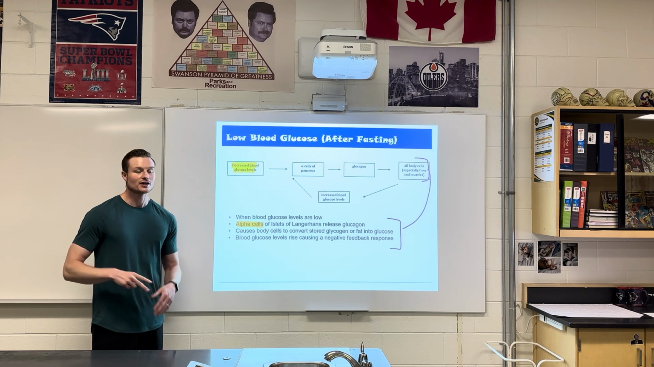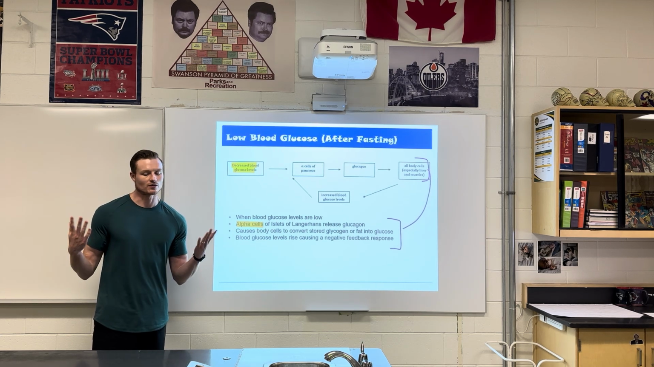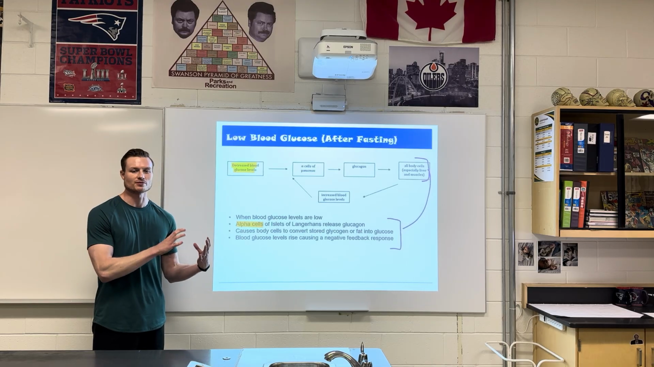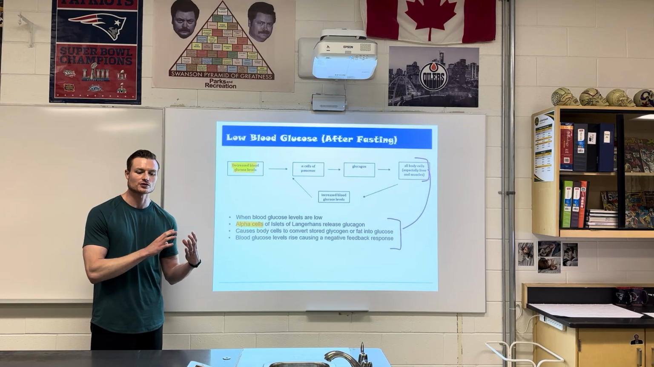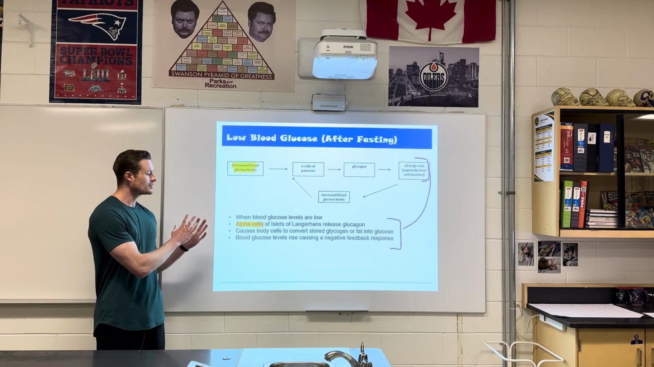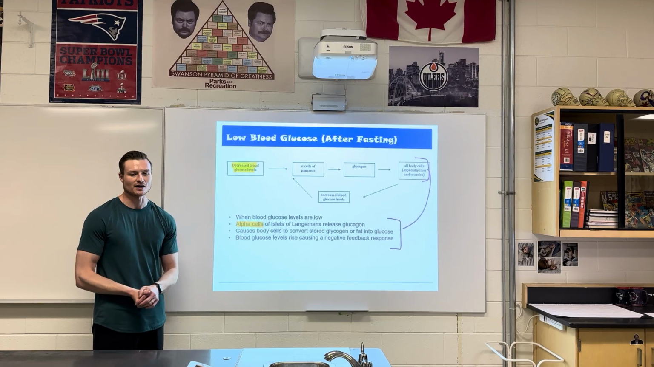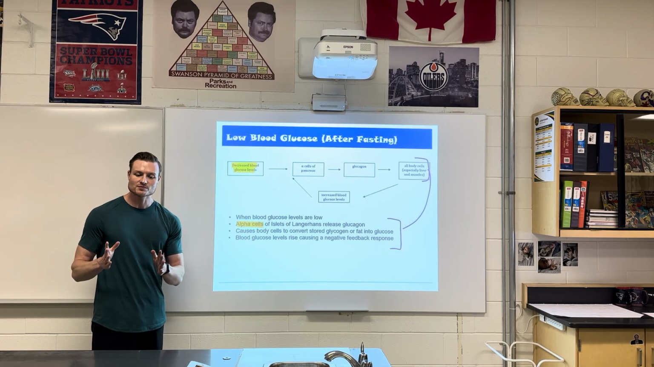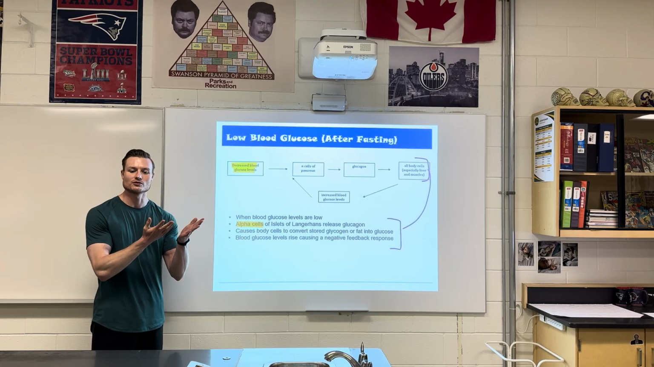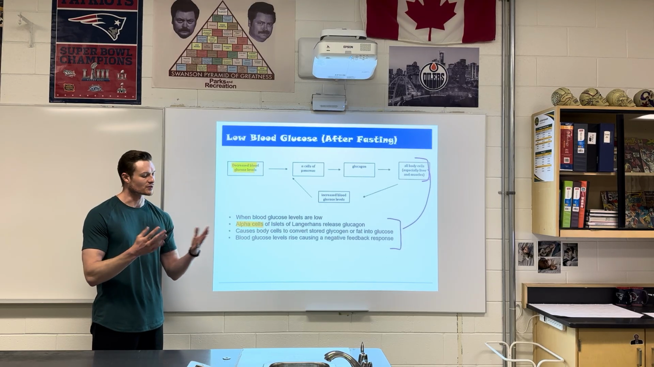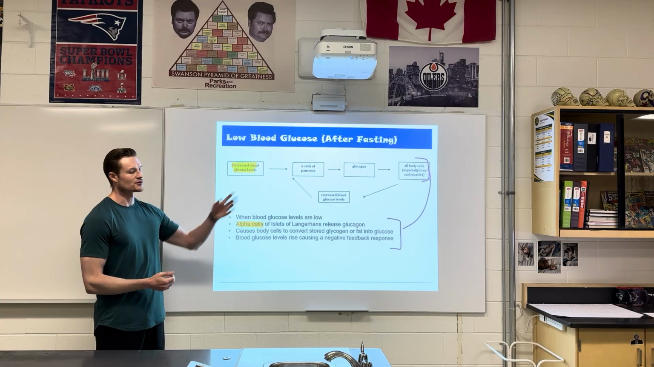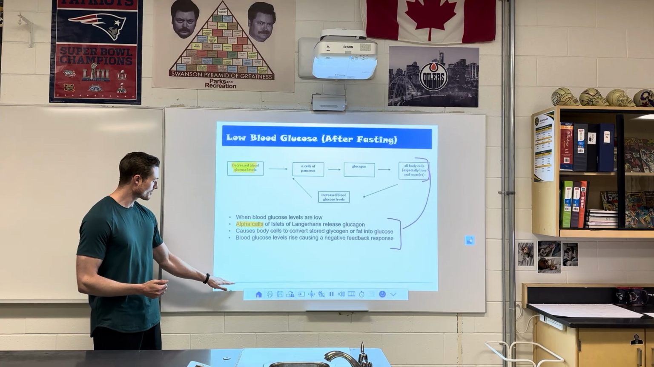Step number two is, if that's not enough and we still need more glucose, we're going to start to break down fat. Remember, fat is a long-term storage of energy. So if we need more energy, we're going to convert that fat into glucose. These processes should raise our blood glucose levels back to normal, which would cause a negative feedback and turn off our pancreas. So here's the whole thing put together.